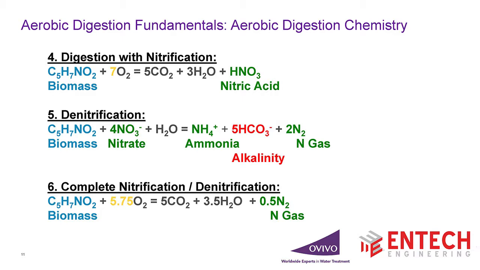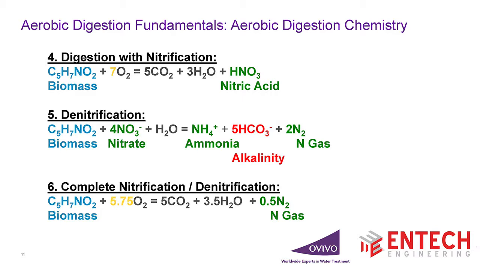One is it takes less oxygen to digest because we're using the nitrate that's formed, and we get some alkalinity back. So then if we look at the complete reaction, you can see how all of those things, which look pretty complicated, gets pretty simple.